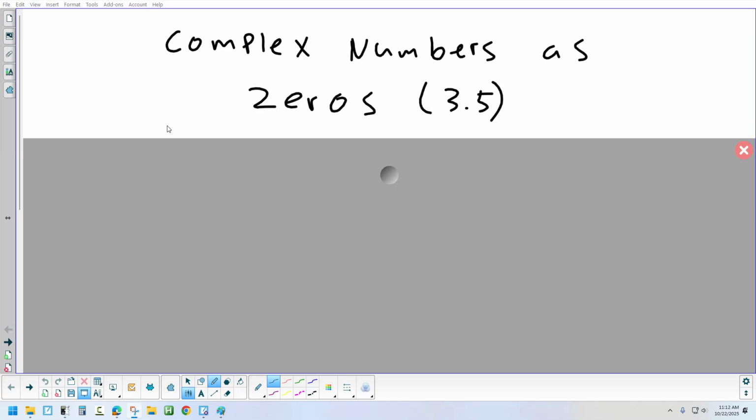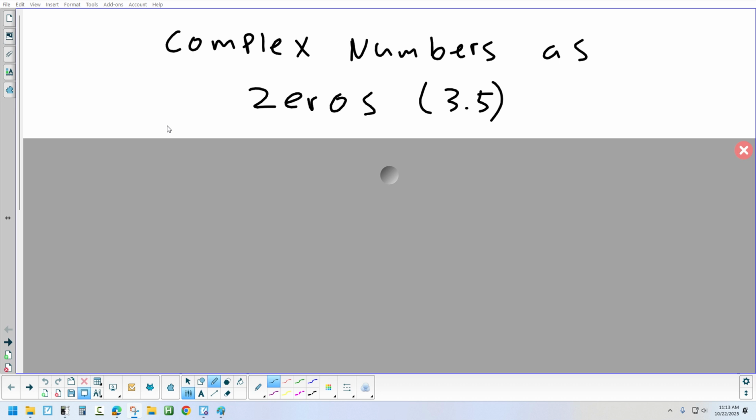Take a look at the last section, which is 3.5. And this is on finding roots again. But this time the roots might be complex numbers. We can still do synthetic division. We can still use the rational root theorem. We can still use the graphing calculator. Everything we learned the last 2 days still works.